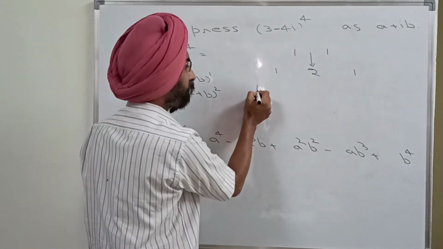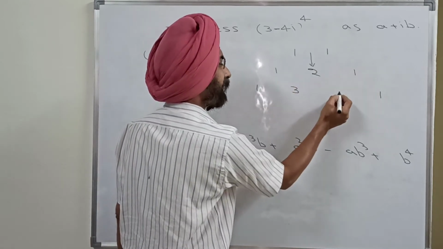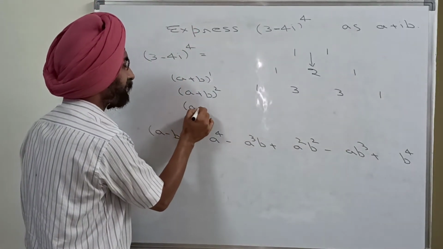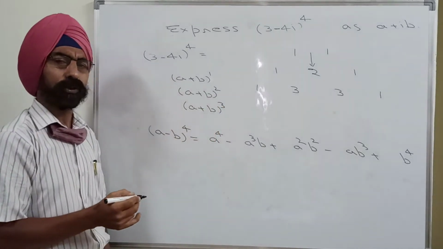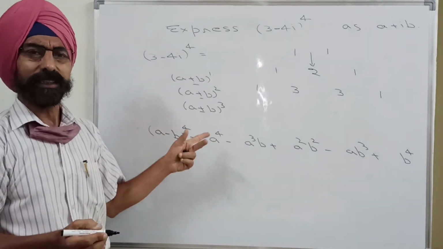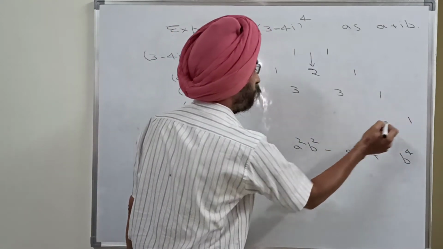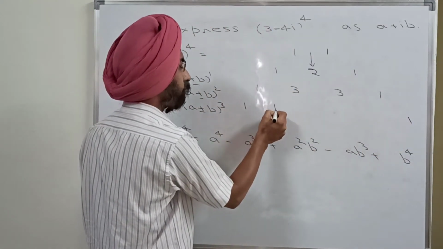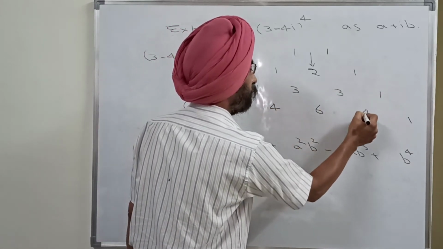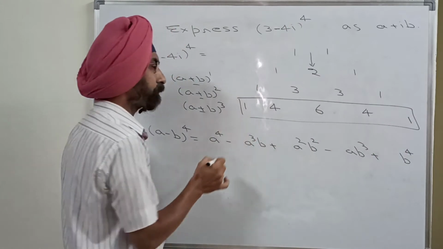Once again, 1, 1, 1 plus 2 is 3, 2 plus 1 is 3, and these are the coefficients for (a + b) raised to the power 3, or you can say cube. For (a - b)^3, all that changes is the signs, which alternate, plus minus. And then once again 1, 1, 1 plus 3 is 4, 3 plus 3 is 6, 3 plus 1 is 4.